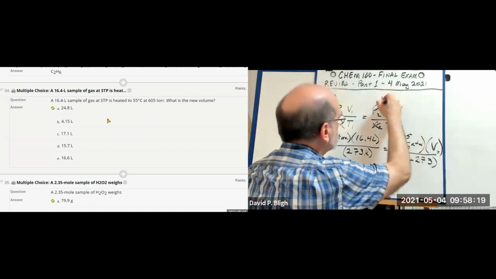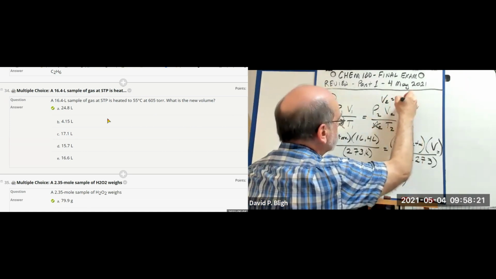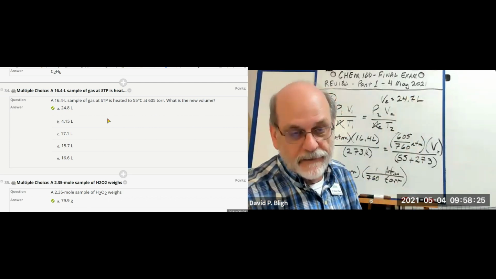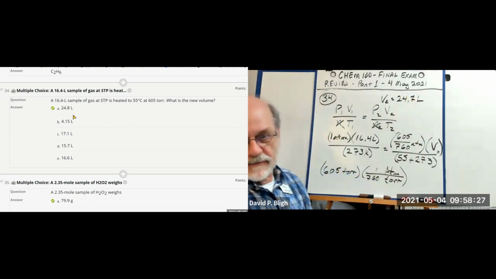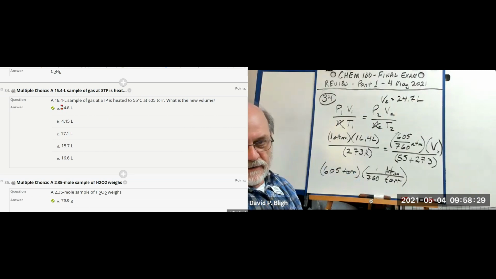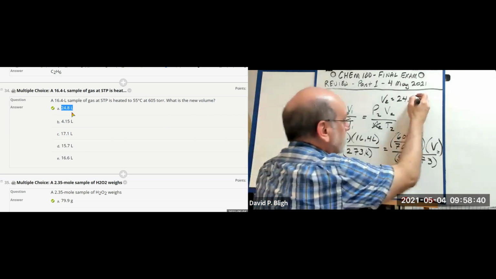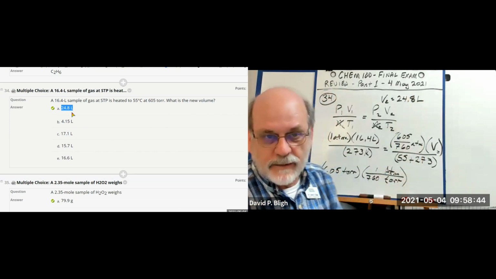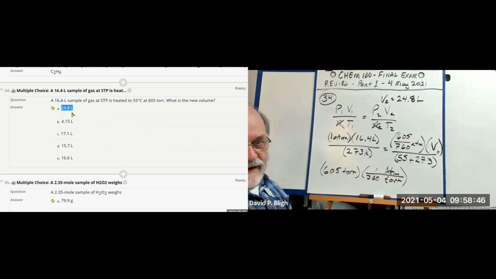So V2, 24.7 liters. Rounding error. Right? Best answer, 24.8. I don't know why that was rounded off. Oh, they're right. 24.8. My fault. Because the next number to the right of the 7 was a 5. So it needs to be rounded up.